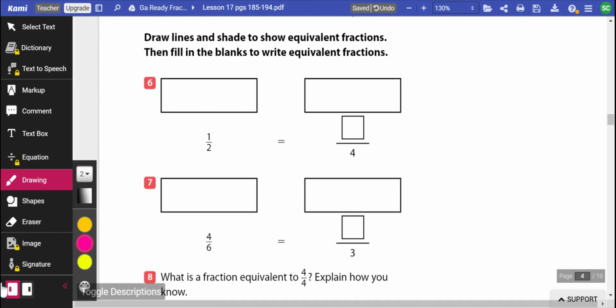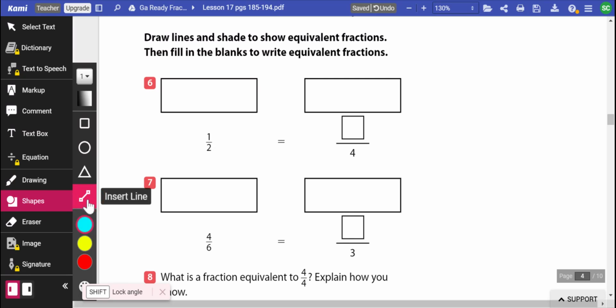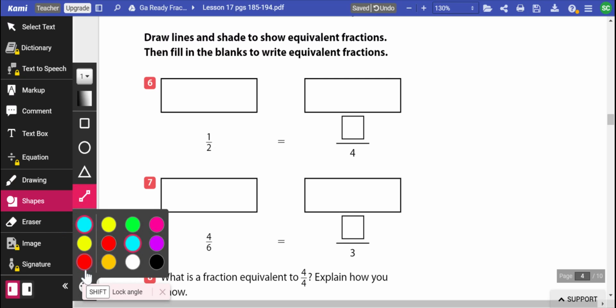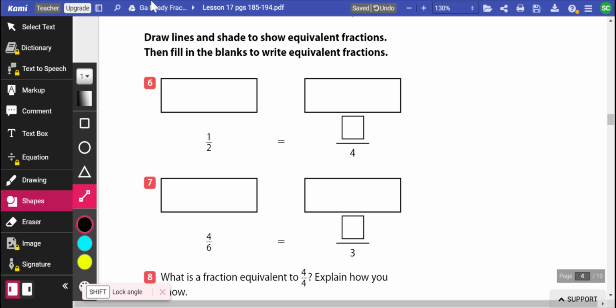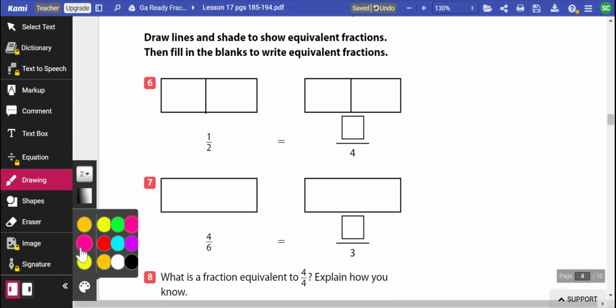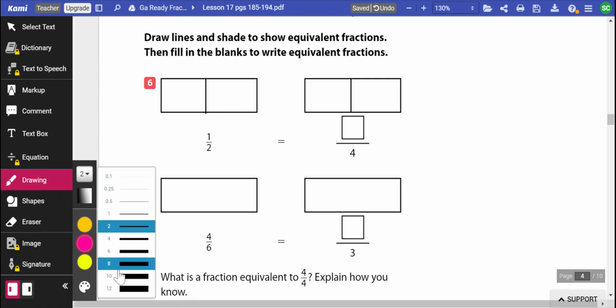All right, question 6. Now we've got to draw some lines, so let's move to our line tool. Draw lines and shade to show equivalent fractions. All right, so we want to show 1/2 and how many fourths. So I'm going to do my 1/2 just right down the middle, and I'm going to start by doing this one in half the same way. Okay, then I'm going to go ahead and color 1/2 on both of these because I want y'all to see something.